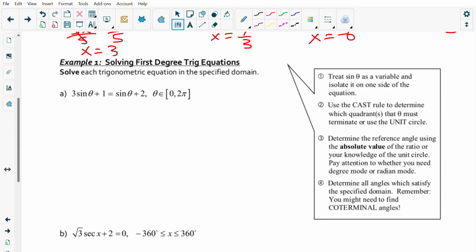Let's look at these instructions. So treat sine of theta as a variable and isolate it on one side of the equation. Use the CAST rule to determine which quadrant. Okay, so this is very important. And determine the reference angle by using the inverse of the sine, inverse of the cosine, inverse of the tangent. But you must use the absolute value. Pay attention whether you're in degree mode or radian mode. And then determine all angles which satisfy the specified domain in each quadrant. So remember, you might need to find coterminal angles.